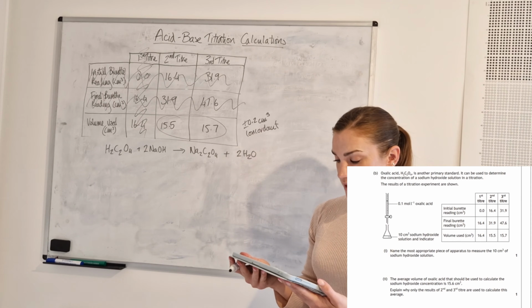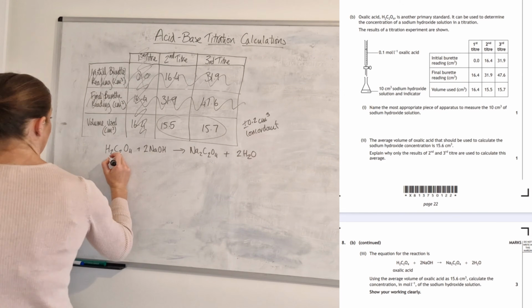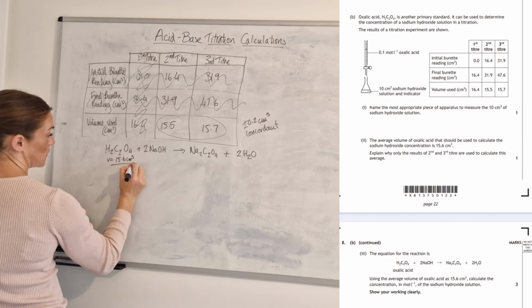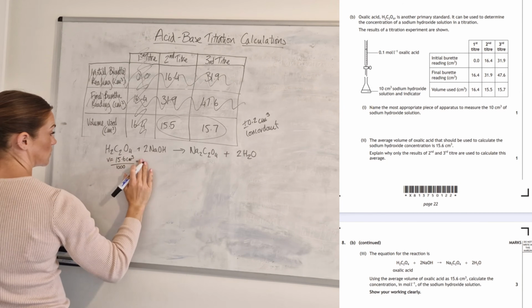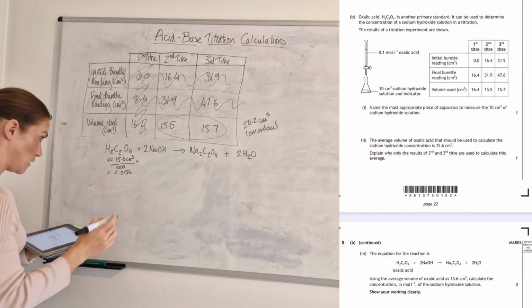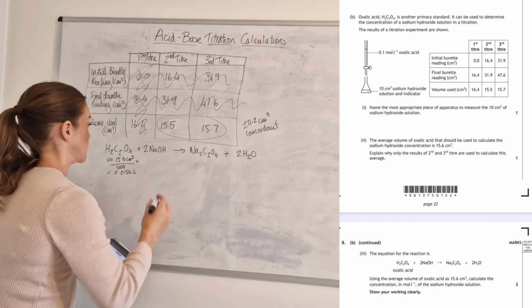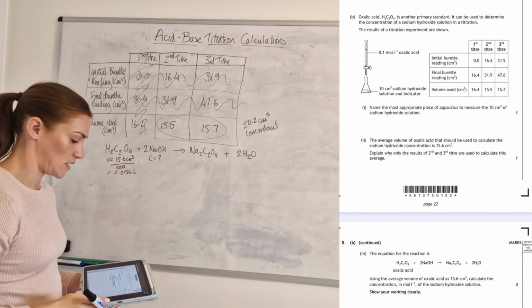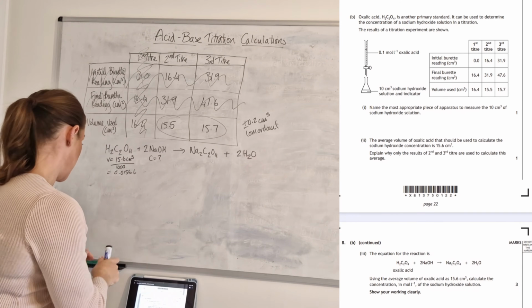Using the average volume of oxalic acid is 15.6 centimetres cubed. So they've given us a volume of oxalic acid, so I'm going to write V equals 15.6 centimetres cubed. Remember, we always need to divide by 1,000 to convert it into litres. So that'd be 0.0156 litres. And then it wants you to calculate the concentration in moles per litre of the sodium hydroxide solution. This is sodium hydroxide here, so I put C equals question mark to remind me that that's what I'm trying to calculate. Switch to a blue pen this time.